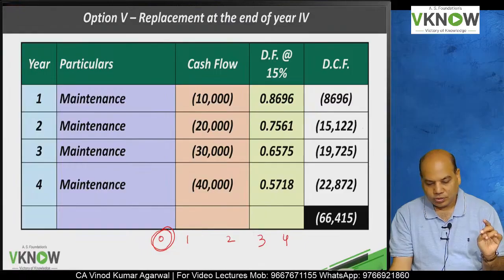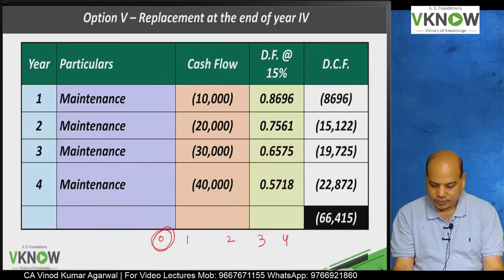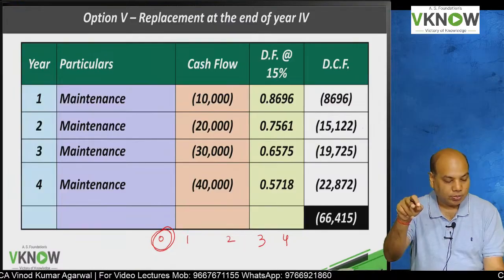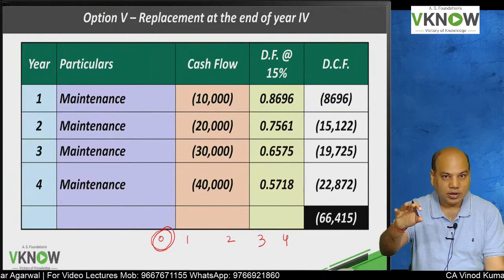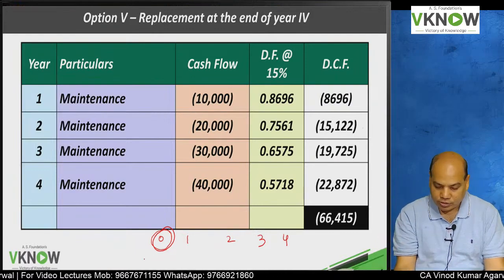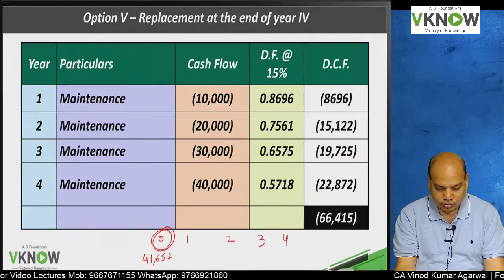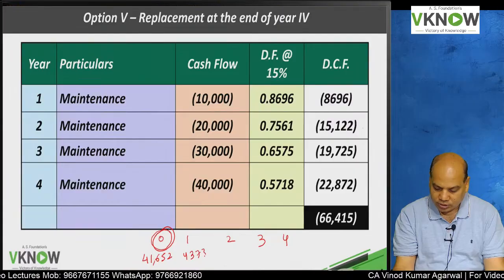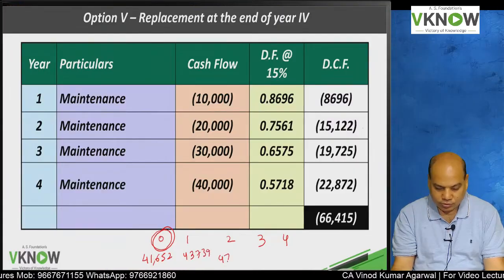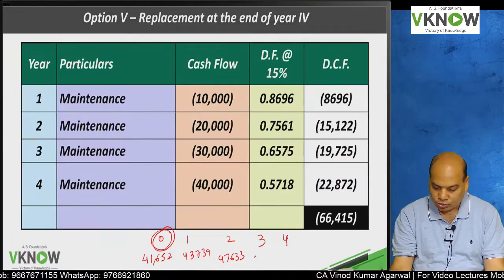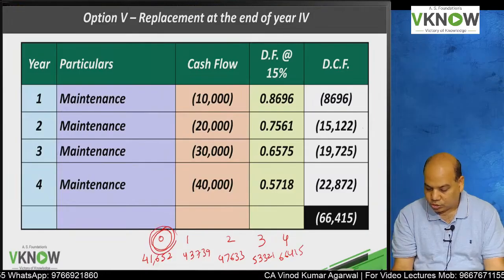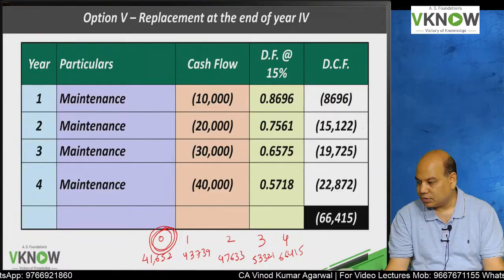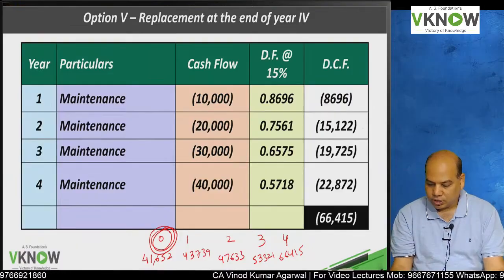One student is saying year 0, one is saying year 2. Oh my god, year 0 I think is the lowest. See, the answer is printed in your book also. If you have the book, refer to the second alternative answer, which is like what we have done: 41652, 43739, 47633 plus minus 1 or 2 rupees, 53321 and 66415. This is lowest, 41652. Okay. So write down the conclusion.